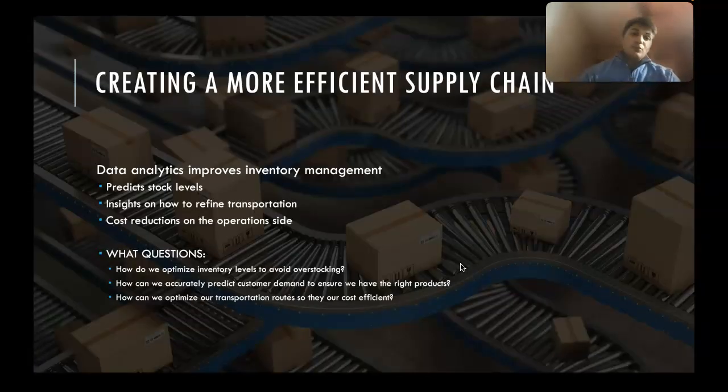Then we have creating a more efficient supply chain. This one's actually the most interesting one to me. It predicts the stock levels and makes sure we're not overstocking or understocking, and predicts customer demand so we can sell the right product when the right product's hot. I feel like this is the backbone of a business, especially if you're the CEO trying to make a decision. You're really looking at the supply chain.